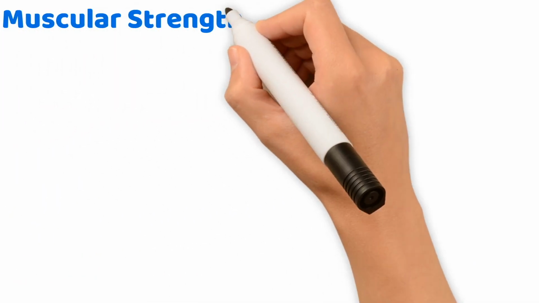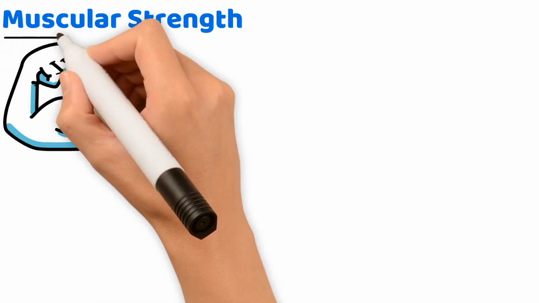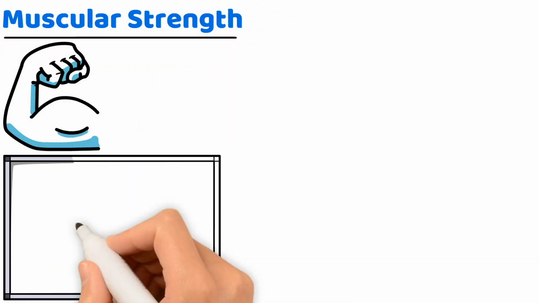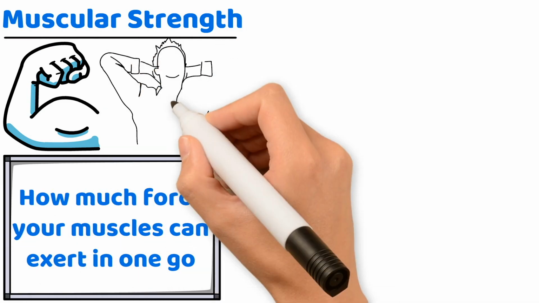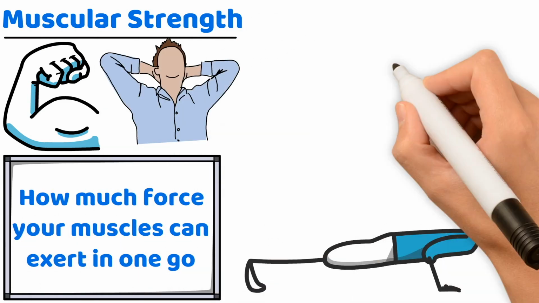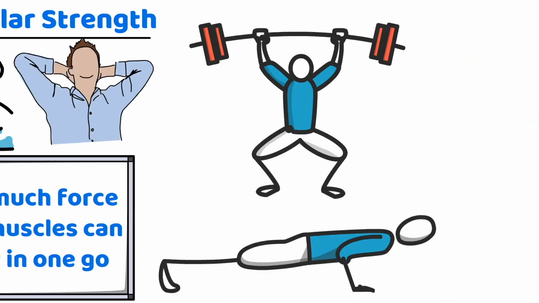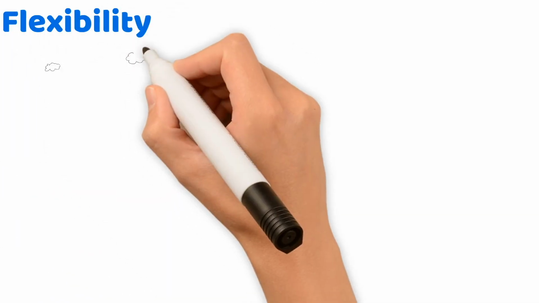Muscular strength. Next up, let's talk about power. Muscular strength is all about how much force your muscles can exert in one go. Think about the satisfaction of completing that final push-up or lifting a personal best in weightlifting. Flexibility. Now, reach for the sky.